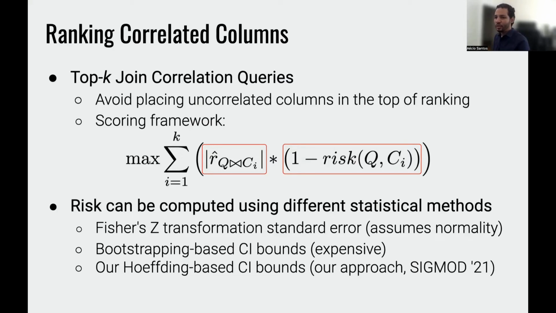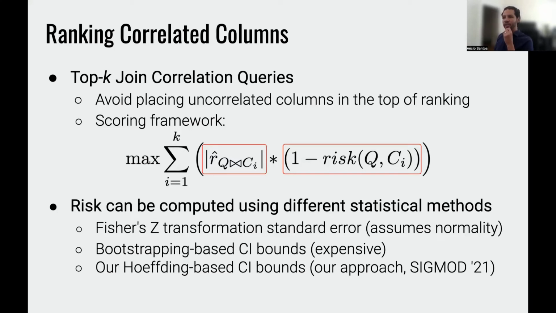And we can actually use many approaches to compute this error. For example, we could use Fisher Z transformation, and this assumes that the data is normal. It follows a bivariate normal distribution. We could also use bootstrapping-based confidence intervals, which is expensive to compute. And we also propose this new approach using a Hoeffding-based bound, which I just talked about, which does not assume any data distribution and can be computed at constant time. So it's more efficient than doing bootstrapping-based methods.